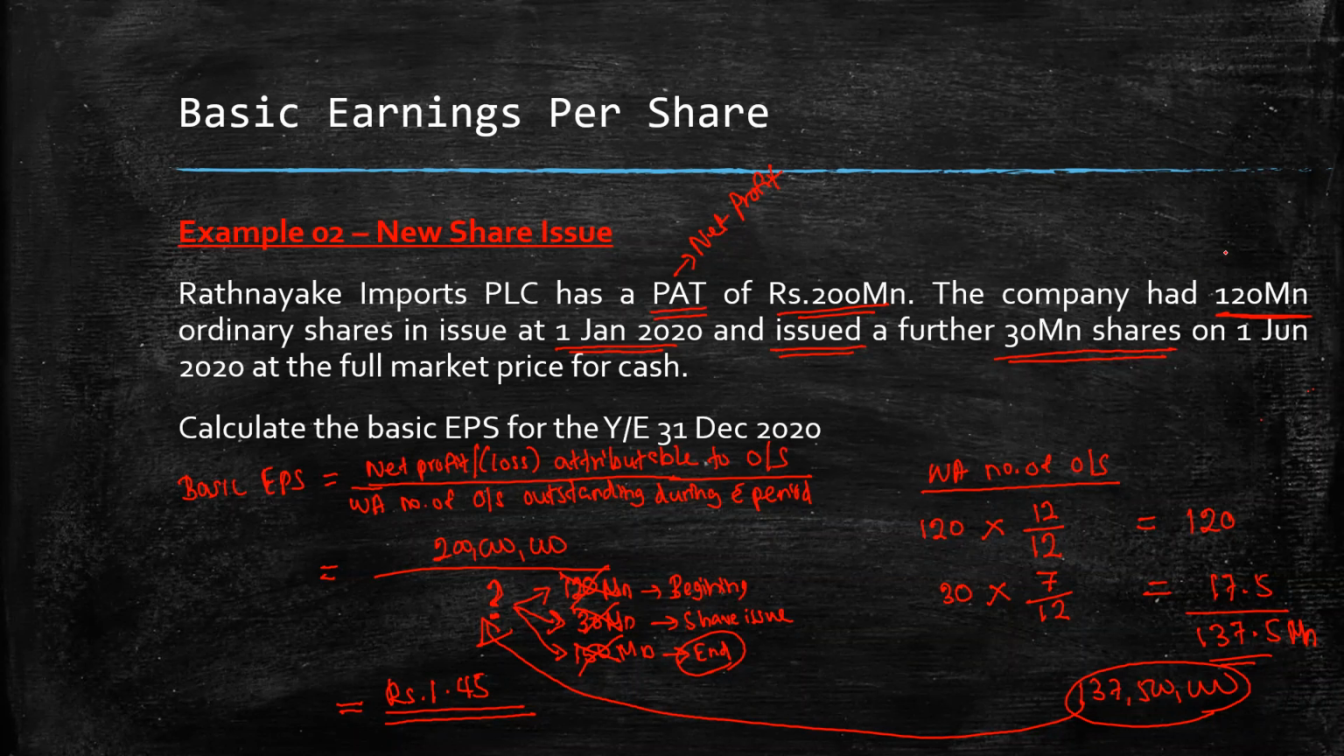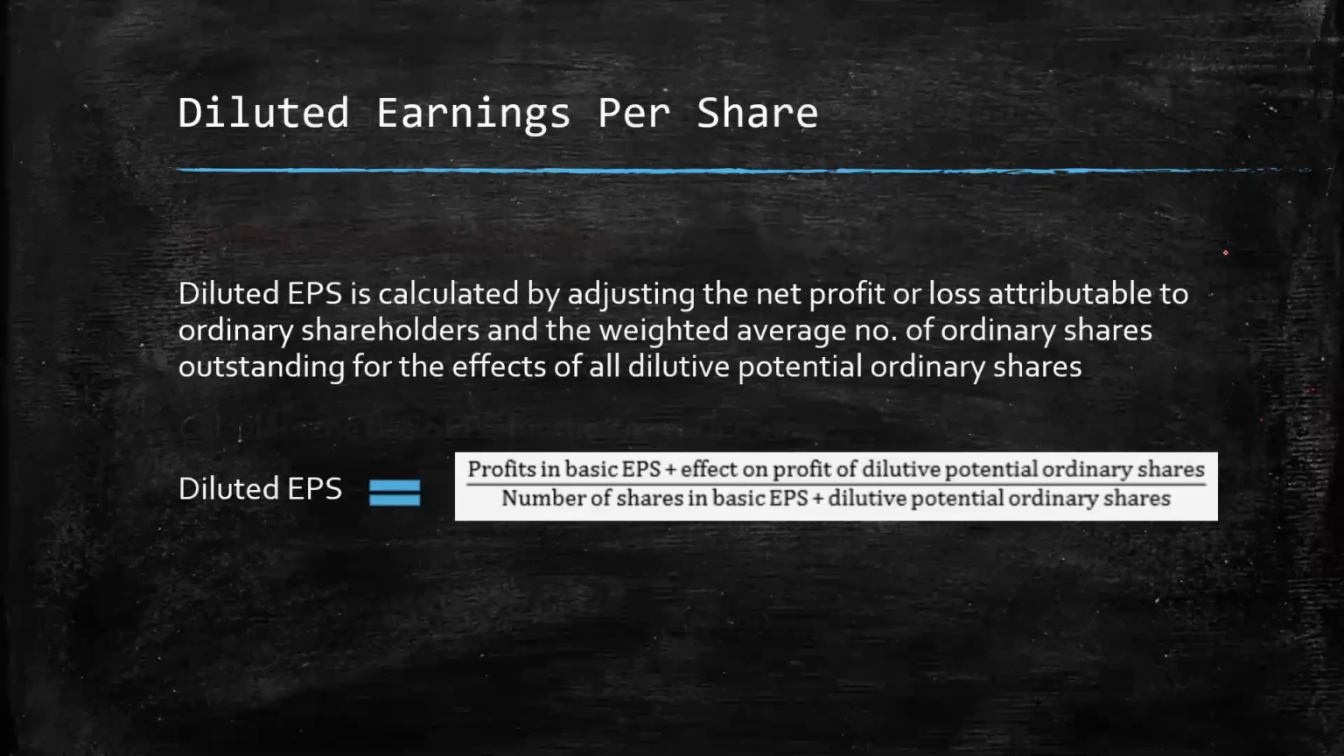Right, so we will move ahead. So far we have discussed basic earnings per share, and I told you when it comes to earnings per share, there are two types of earnings per share that we need to compute and disclose. One is basic earnings per share, what we have discussed up to now. The other one is what? Diluted earnings per share.